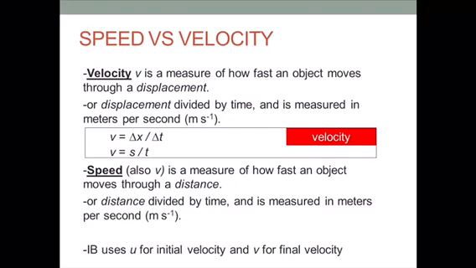Speed, which is also indicated by v, is a measure of how fast an object moves through a distance, and like distance, it does not have a specific direction. It can be said it's a distance divided by time, and it's also measured in meters per second. IB uses variable u for initial velocity and v for final velocity. This will be important in our further slides and later videos.